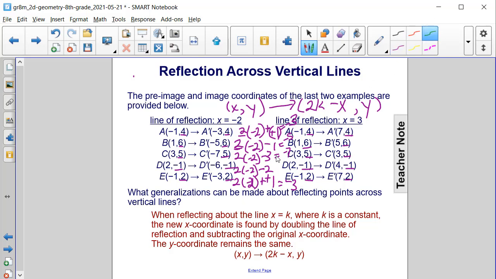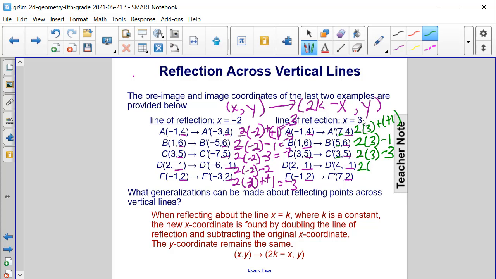If we do that same formula process with these, this time our k value is 3. 2 times 3 minus -1. Well, minus -1 becomes a +1. 2 times 3 is 6, plus 1 does give us 7. 2 times 3 minus 1, 6 minus 1 does give us 5. 2 times 3 minus 3, 6 minus 3 is 3. So it does indeed work.